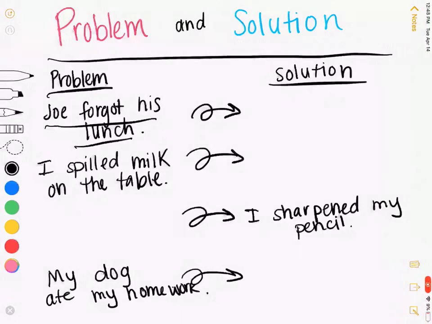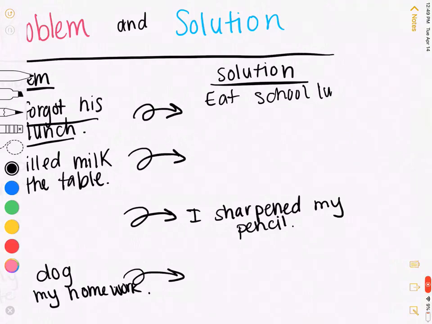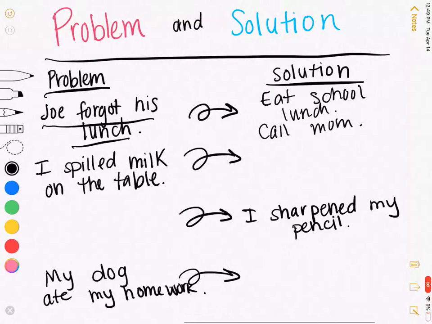So he probably has a couple different options, okay? He could eat school lunch that day. Or if you are one of those people that really doesn't like school lunch, maybe you could have your teacher call your mom and see if your mom could bring your lunch to the school. So call mom. So he has a couple different options there, okay?